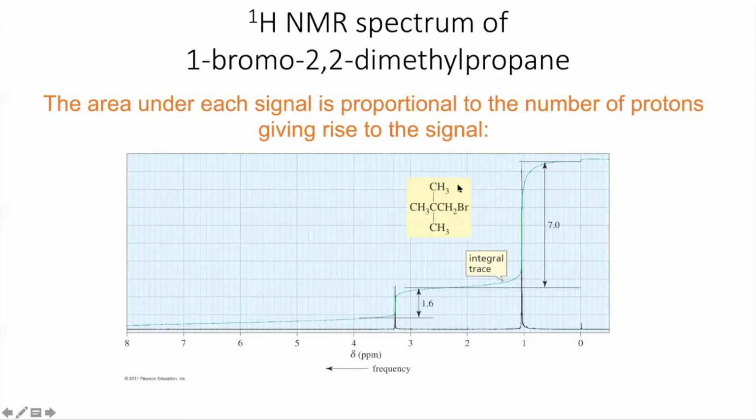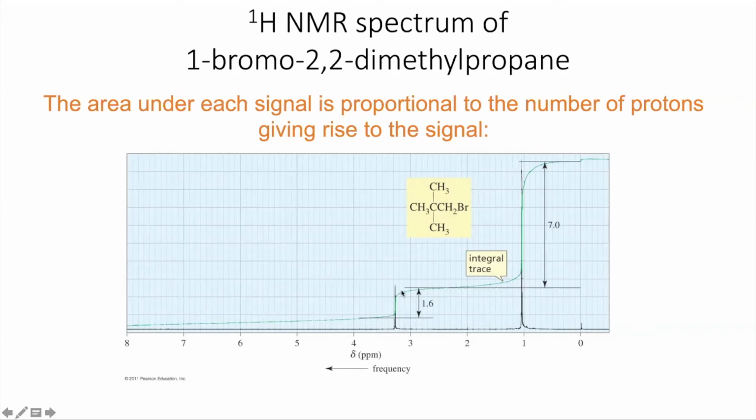If you look at the example shown here, there is this compound, which has 9 equivalent protons and 2 equivalent protons. In our spectrum, you see a signal here at 1 that has an integration value of 7, and a peak a little above 3, which is further downfield. That's these 2 protons, the CH2 right next to the bromine, so they're deshielded and shifted downfield.